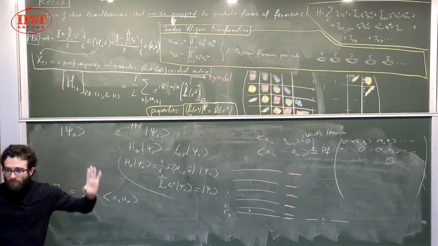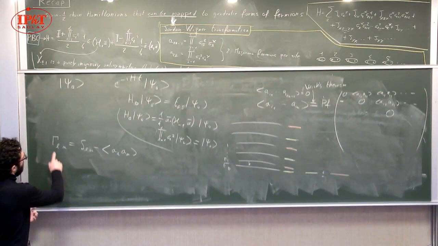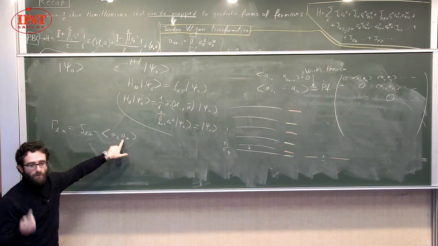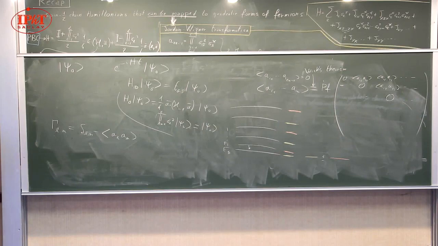Now, why is there delta_ln? Because the square of a Majorana fermion is equal to 1, so this is to remove the trivial part from this matrix. This matrix has some properties. First of all, it is Hermitian.